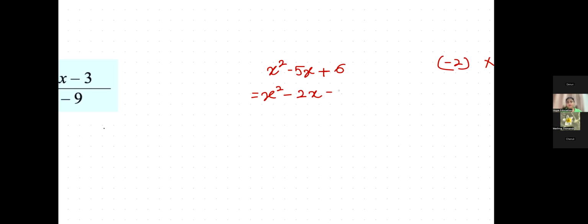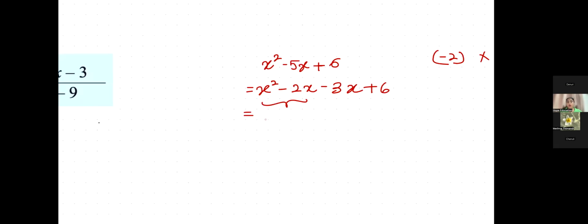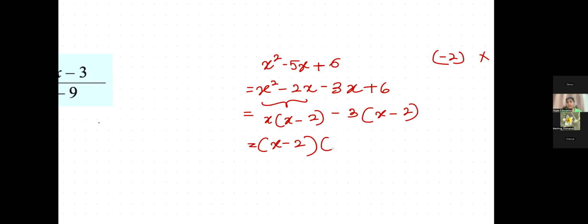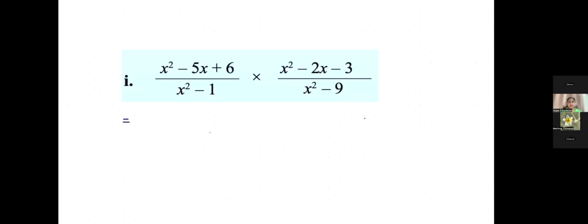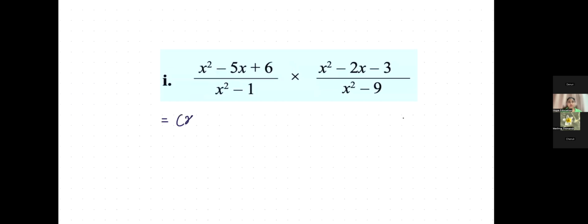So like this. Then I get common x, I take x out, I have x minus 2, minus 3, I have x minus 2. Here we have x minus 2 and x minus 3. When I factorize that, x minus 2, x minus 3. Then I will put it here. Instead of this, I will put x minus 2, x minus 3.